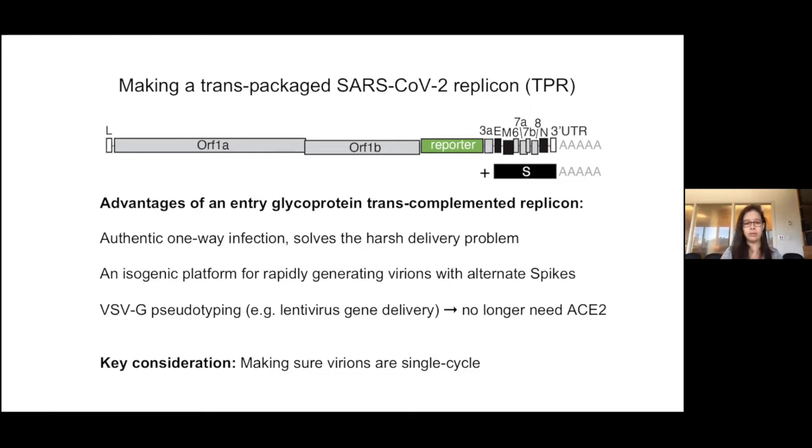As I will show you in a minute, when you trans-complement with Spike, it gives us an isogenic platform for rapidly generating virions that allow testing for alternative Spike variants. Alternatively, if we provide a different glycoprotein in trans, in this case the G protein of the vesicular stomatitis virus, VSVG, we can now target cells that don't necessarily express ACE2. And in all the things that we did, the key consideration was making sure that the delivery of these replicons is really single cycle infectious.